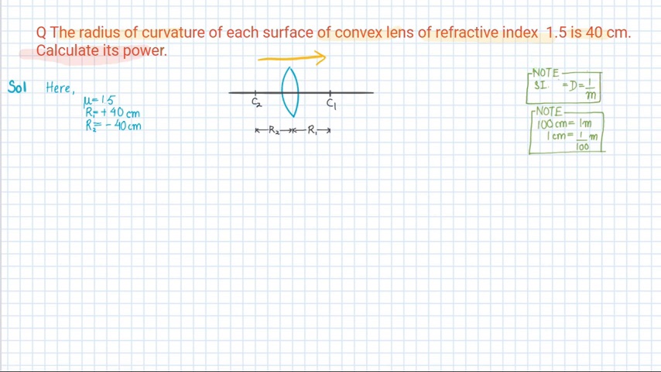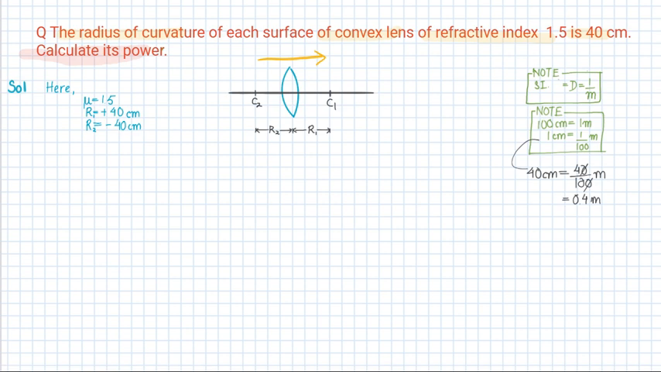Okay, so now what we have to do is convert this centimeter to meter. 1 centimeter equals how much? 1 by 100 meter. So how much is 40 centimeter? Using this relation, 40 centimeter equals 40 by 100 meter. This 0 gets cancelled. 4 divided by 10 equals 0.4 meter. So 40 centimeter equals 0.4 meter.